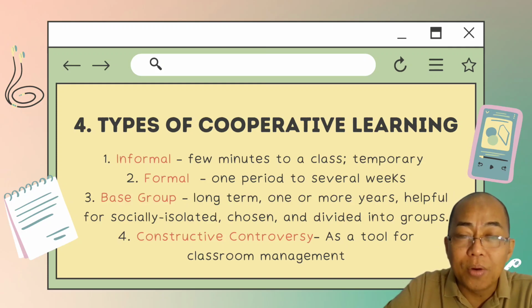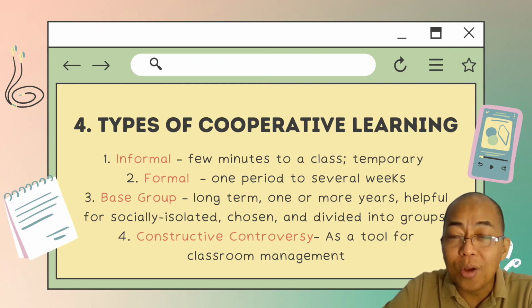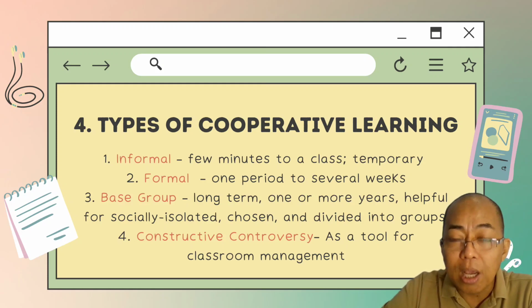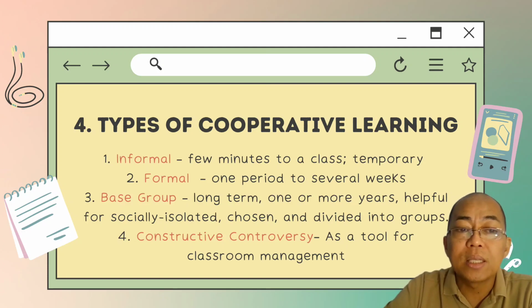Again, going back, the first cooperative learning group is the informal cooperative learning group, which lasts from a few minutes to several minutes to, let's say, one class period. That's 1 hour and 30 minutes. And of course, the second one is formal cooperative learning, which lasts from one period to several weeks.